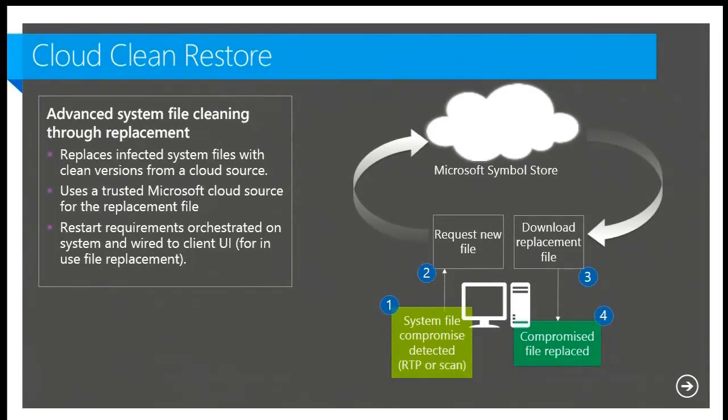So these are system files. These are core Windows files. And if any one of those were to get compromised, we identify that through real-time protection or scan-based detection, and we can make a call up to the Symbol Store and replace that file. Now, updating a Windows file, there's a good chance a restart's going to be required. So we also notify the user that malware detection has happened and you need to restart your system. They'll get that UI notification. We don't just reboot them, which is good. So that's pretty much the Cloud Clean Restore feature that's been added in this release.